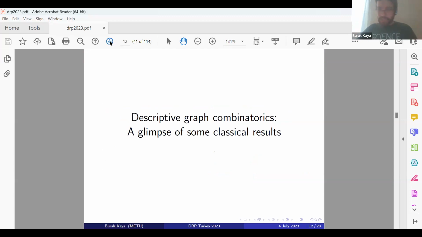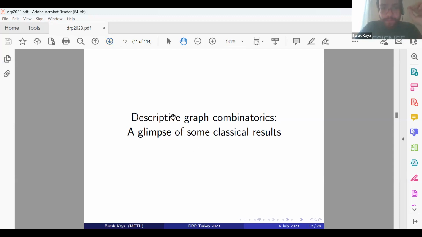Now, this was the first part of the talk, for which I spent a lot of time. But hopefully, it's actually motivated this part. Now, we're going to talk about descriptive graph combinatorics, and we're going to talk about a glimpse of some classical results. There are many classical results, and by classical, I mean these results are around 23, 24 years old, just like you. So some of these are actually older than you, and one of them is actually older than me. Whatever. By classical, I mean classical, but not that much classical. So we're going to see some results, but not that much.